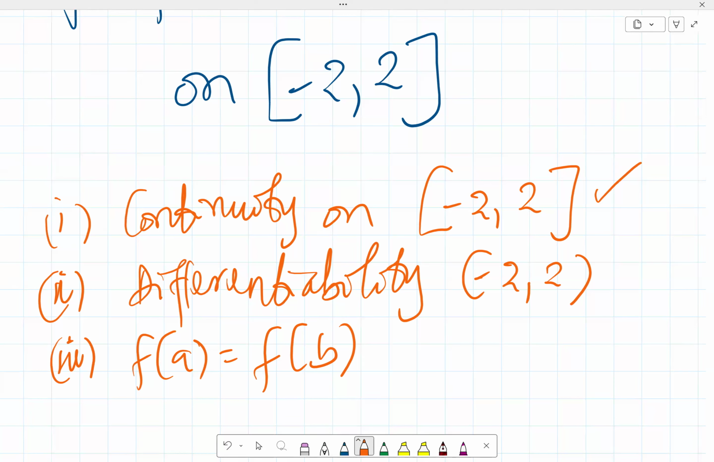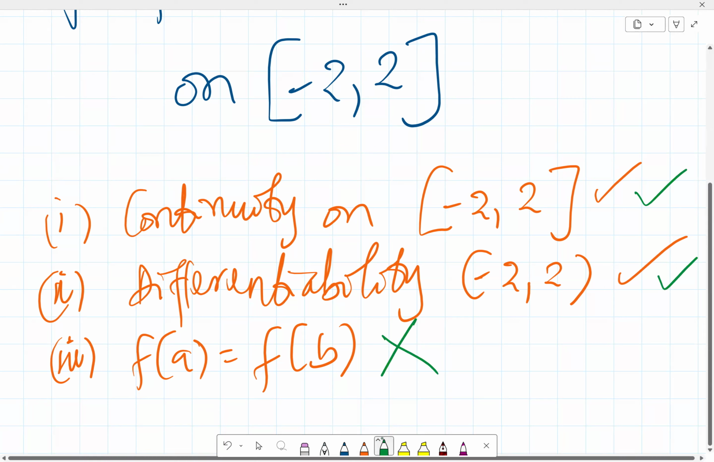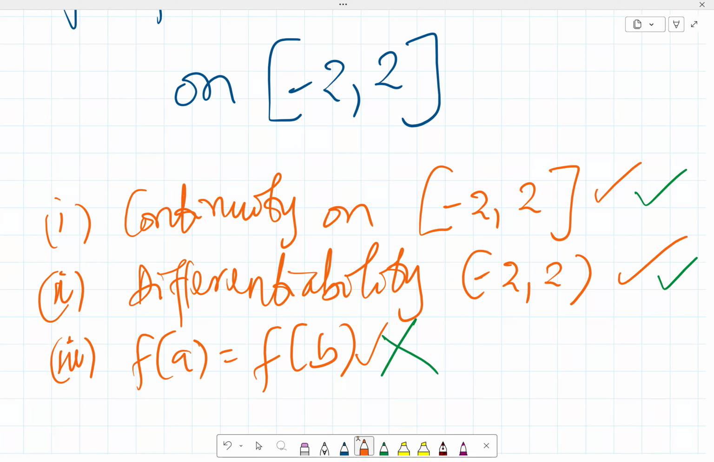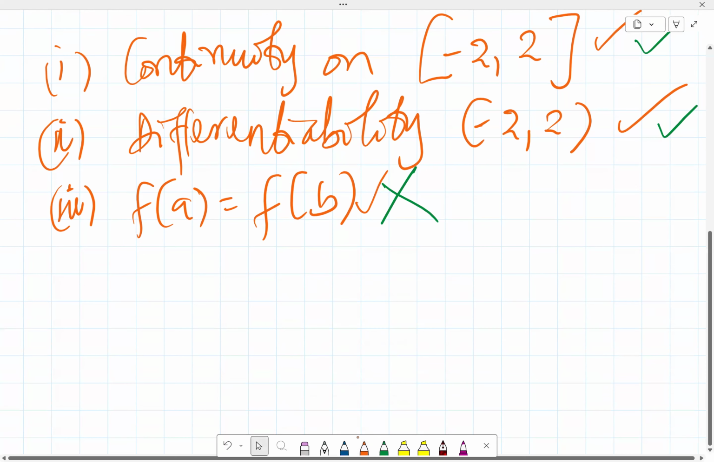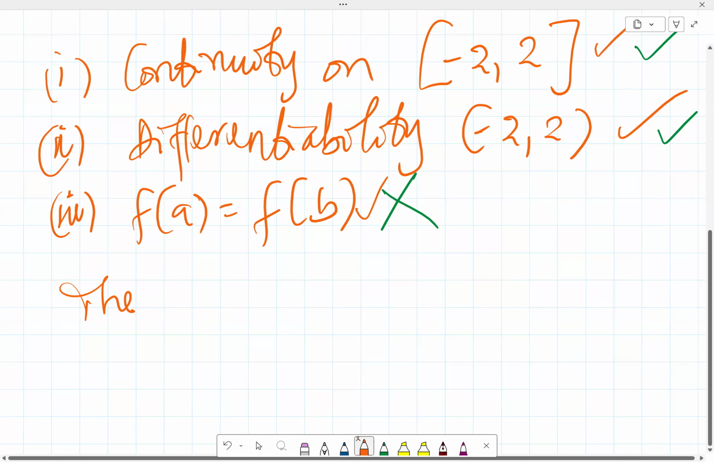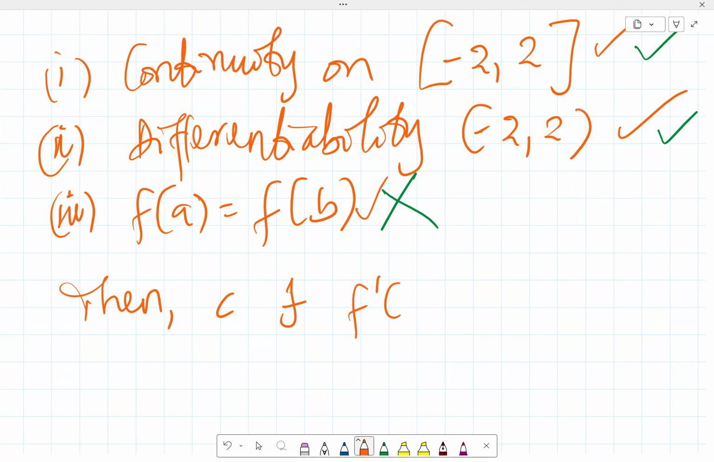Thankfully, if you can show these two for Rolle's theorem, we don't need to do it again for mean value theorem, because those two are also necessary for mean value theorem. And this one is not necessary for mean value theorem. Okay, so for Rolle's theorem, we need those three. And then if those are established, then we can look for a C such that f prime of C is equal to 0. So we need all of these things.